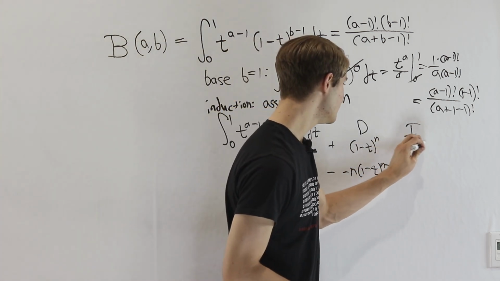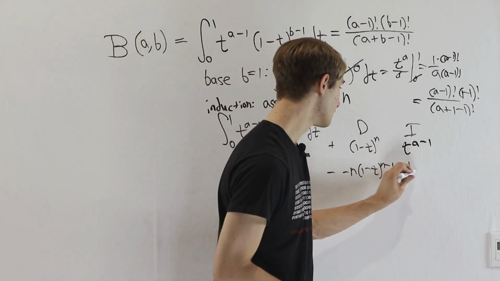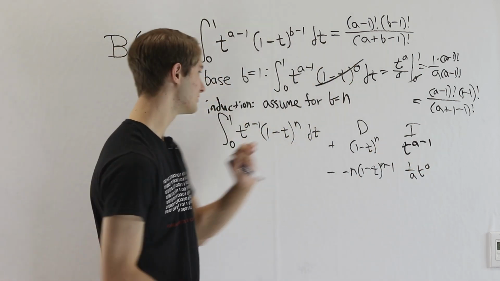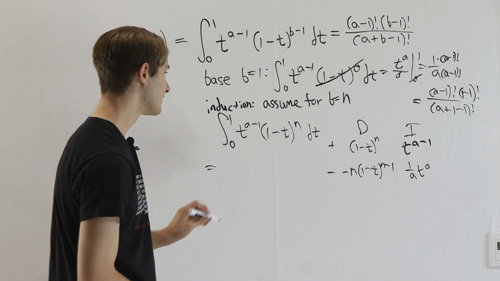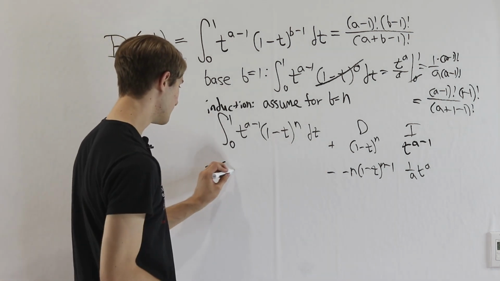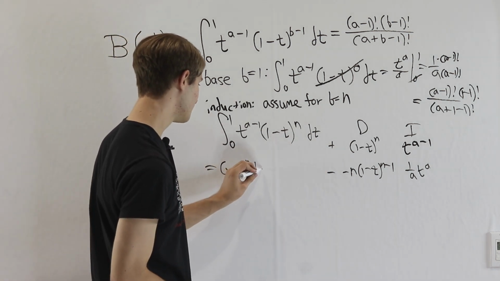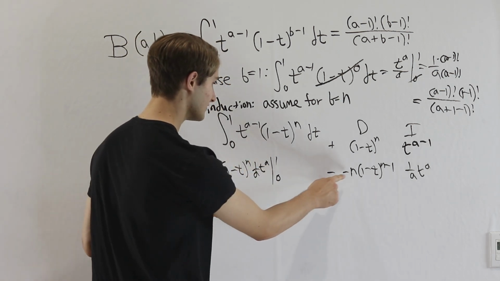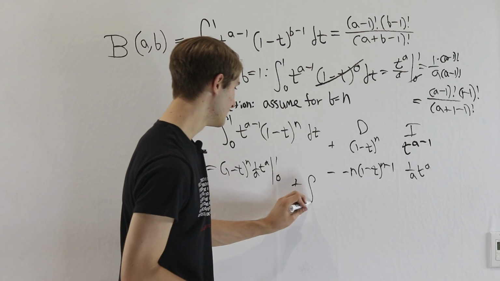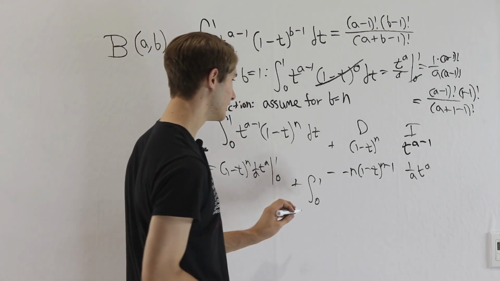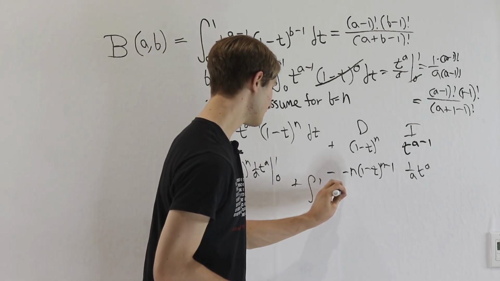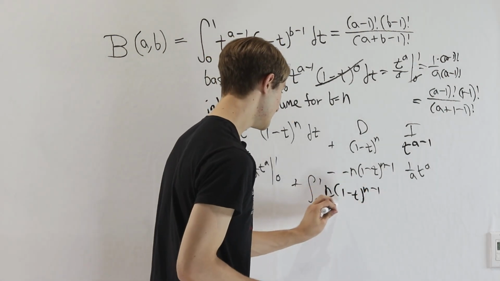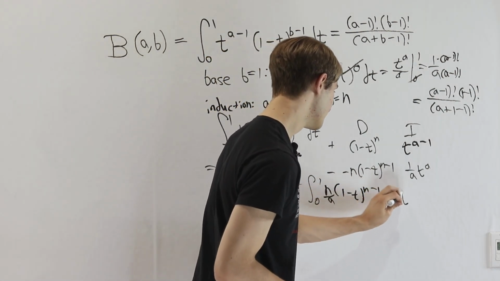So integrate t to the a minus 1, and that's going to give us 1 over a times t to the a. And now it's time to plug all of this information in right here. So to start out, we get 1 minus t to the n times 1 over a t to the a at 1 is 0. And then we're going to do minus a minus is plus the integral from 0 to 1 of, we get an n times 1 minus t to the n minus 1. Then we have 1 over a times t to the a dt.